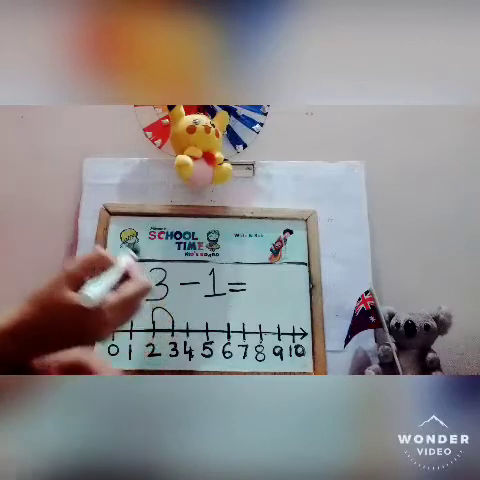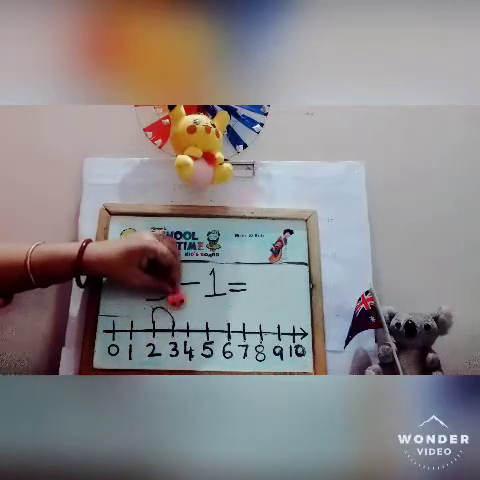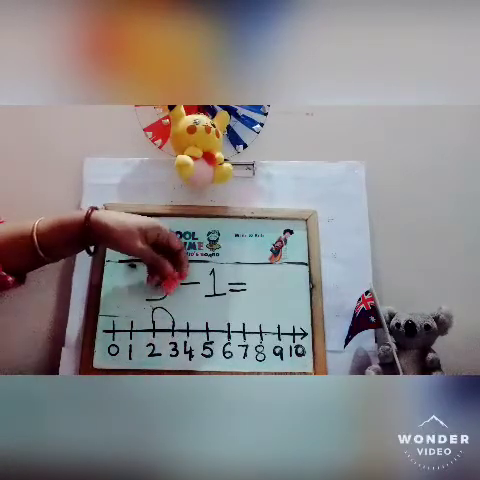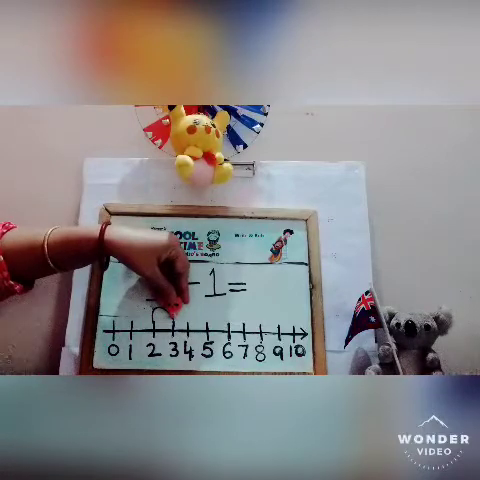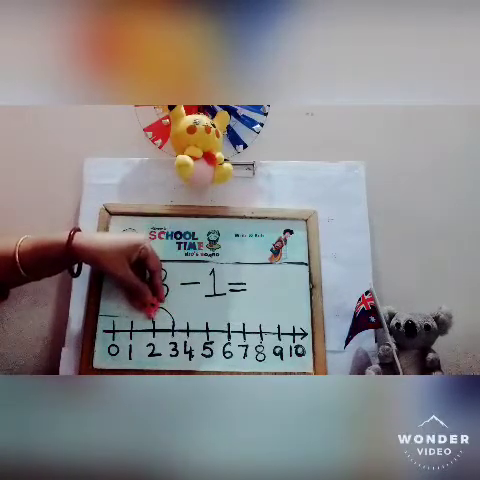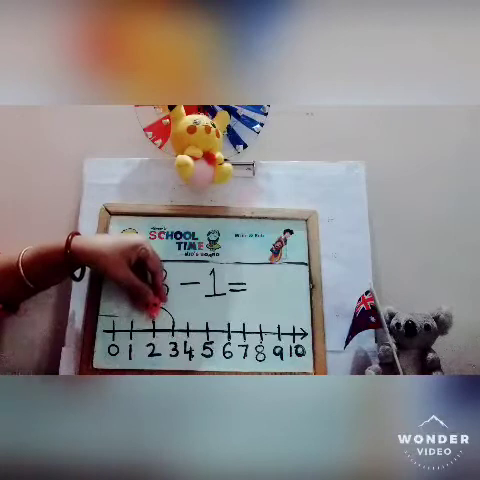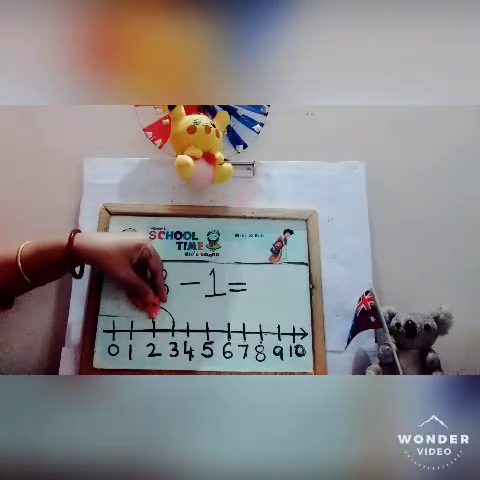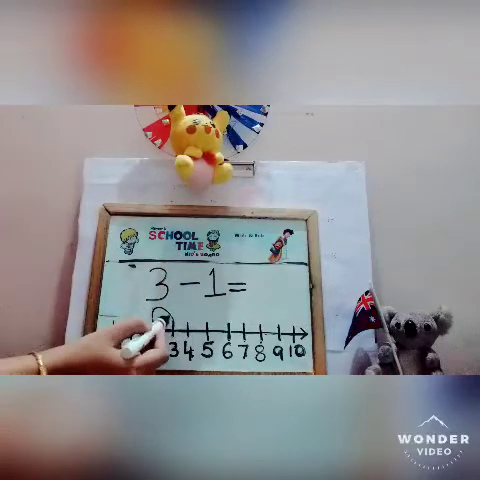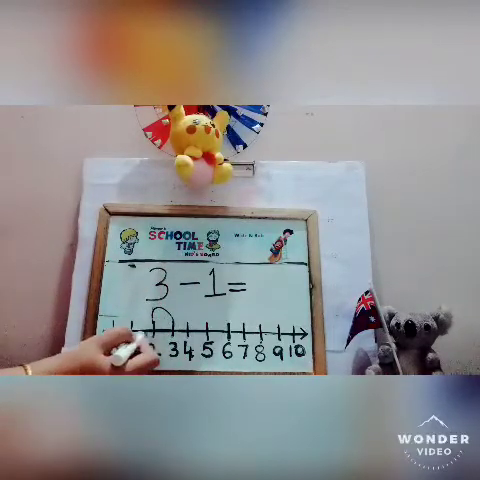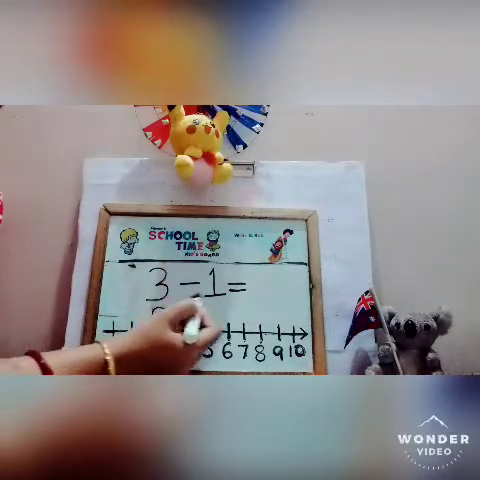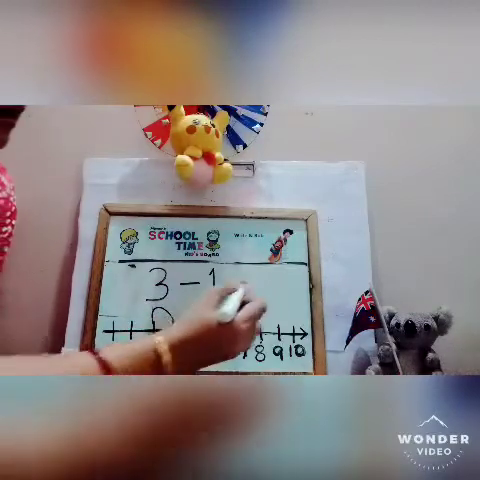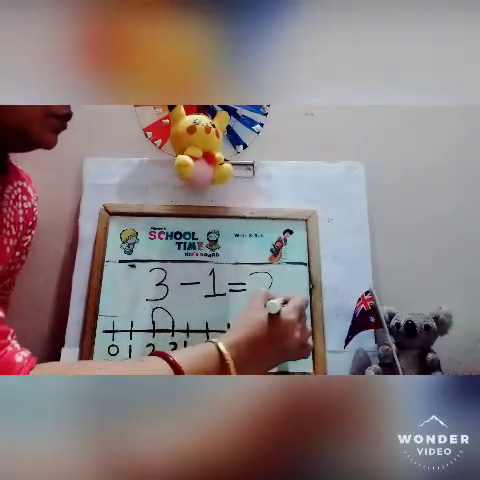backward like this. So 3 is here. We will jump backward. How many times? One time. When we jumped one time, what is written here? 2. So what will be the difference between 3 minus 1? 2.